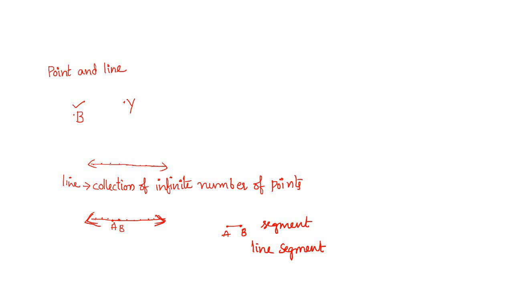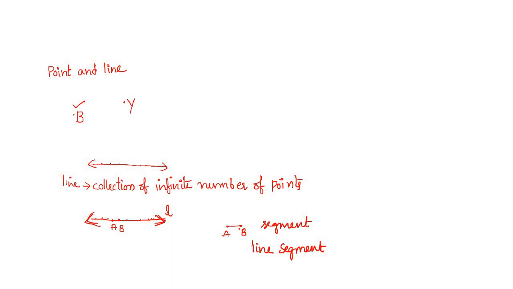AB is a part of this line. I have denoted this line as L. What is a line segment, children? A segment having two endpoints is called a line segment.